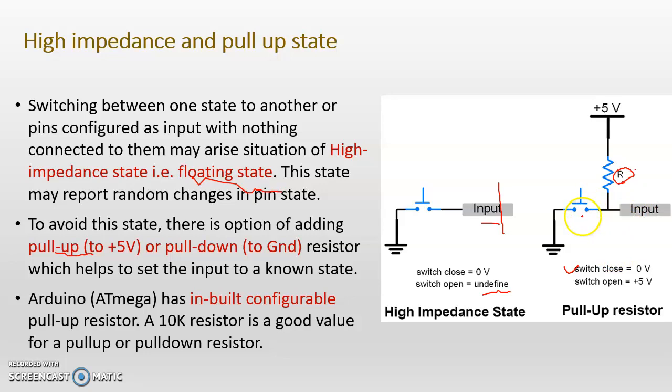Now whenever the switch is open, what happens? It will not be connected to ground, but this 5 volt is now connected to the input pin with the help of this pull-up resistor. At this condition, this 5 volt will be read by the input pin, and the current will be limited by this pull-up resistor. This resistor will limit the current, and it is called a pull-up resistor. So when the switch is closed, it will be pulled down, and when the switch is open, it will be pulled up.